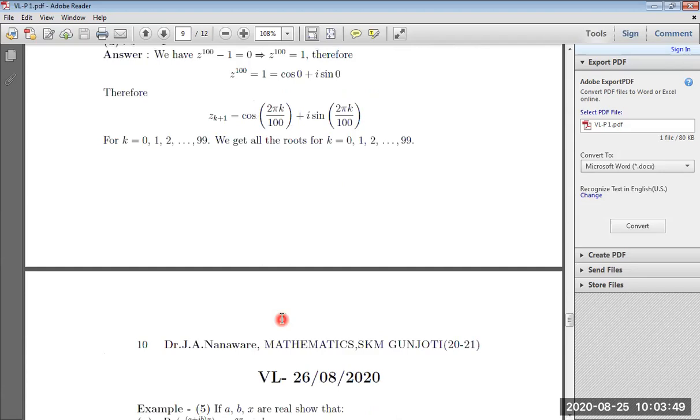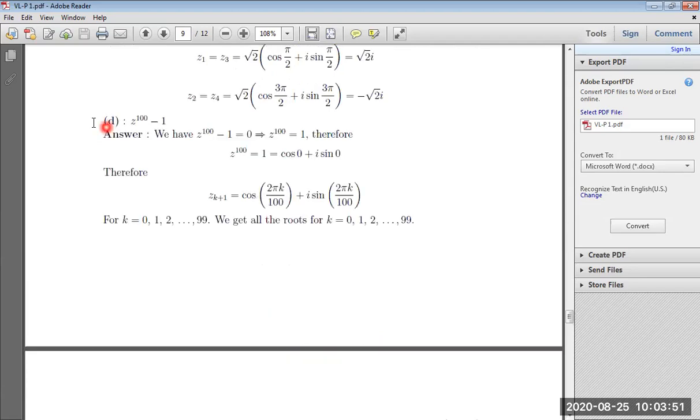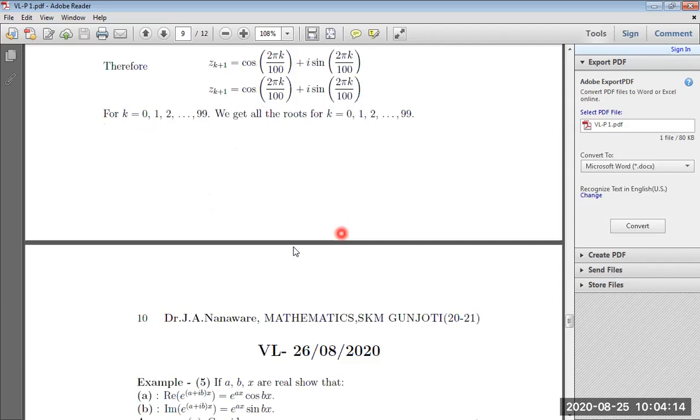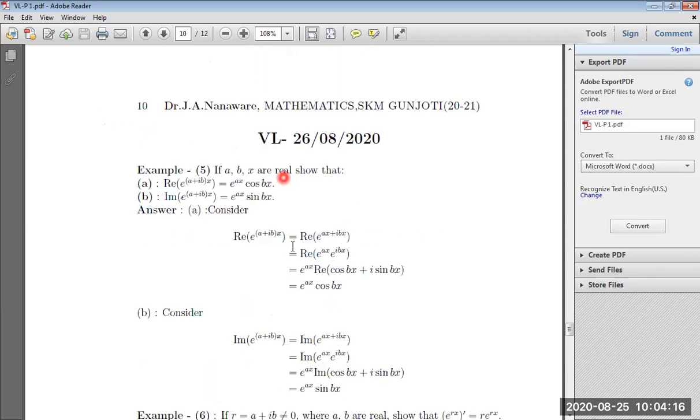Here this is the last example. What is the meaning of this example? You are finding the 100 roots of unity, right? That expression is z to the power 100 minus 1 is equal to 0. Simplify, and by putting k equal to 0, 1, 2 up to 99, from this expression you will be able to find the 100 roots of unity. Now the other kinds of examples.